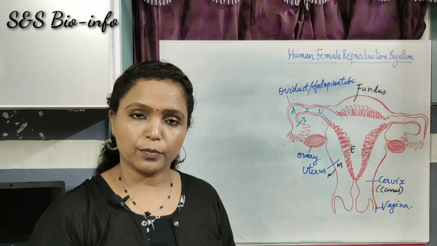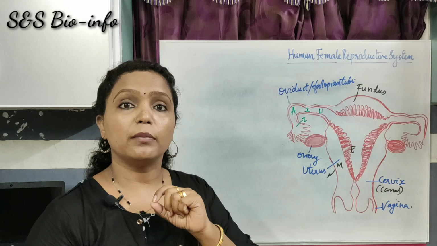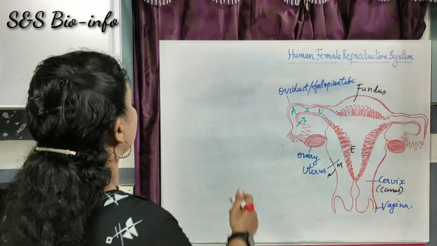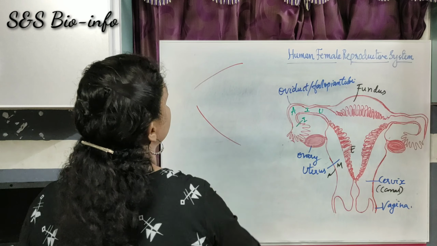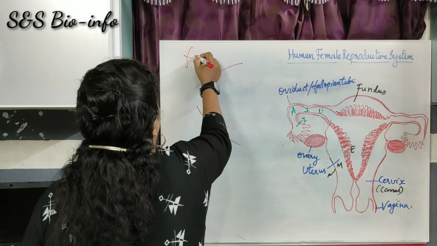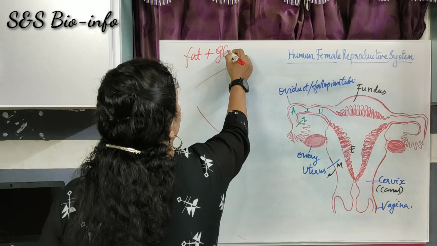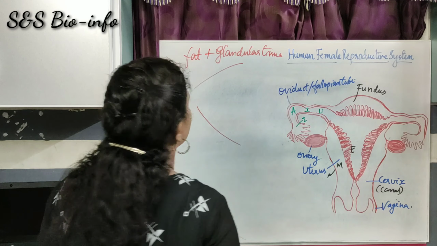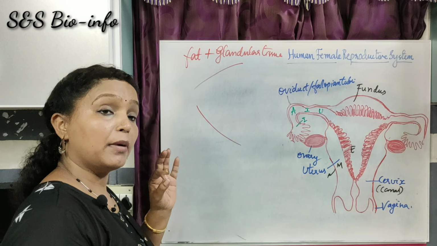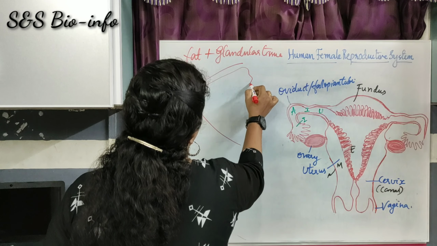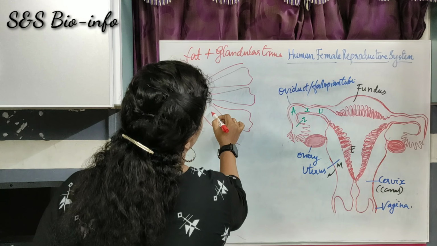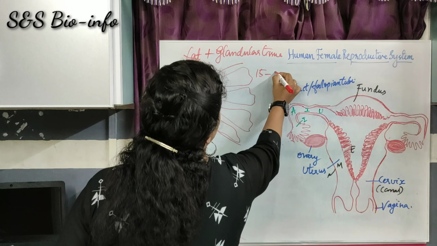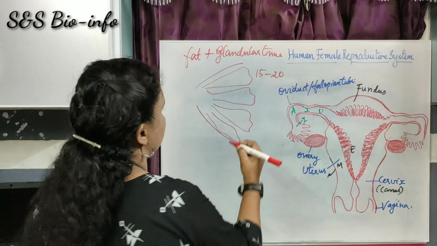Then let's study the structure of the mammary gland in detail. Each mammary gland consists of a variable amount of fat and glandular tissue. Suppose this is a mammary gland. It has about 15 to 20 mammary lobes. Suppose these are the lobes of the mammary gland. So here I have drawn 1, 2, 3, 4 lobes. Like this, there are 15 to 20 what? Mammary lobes.